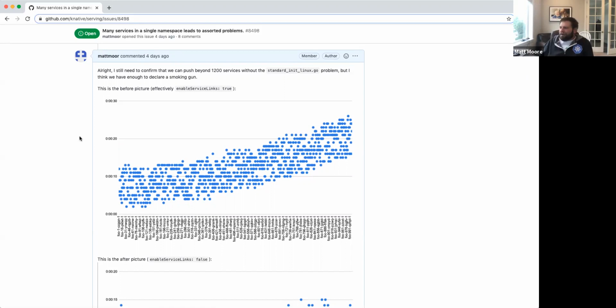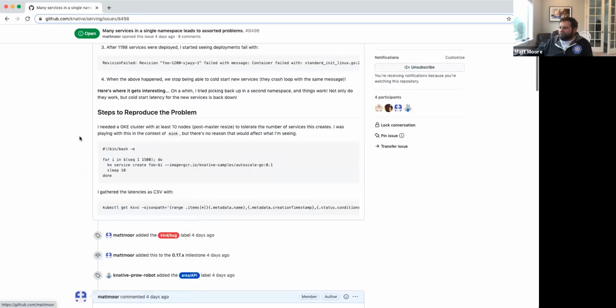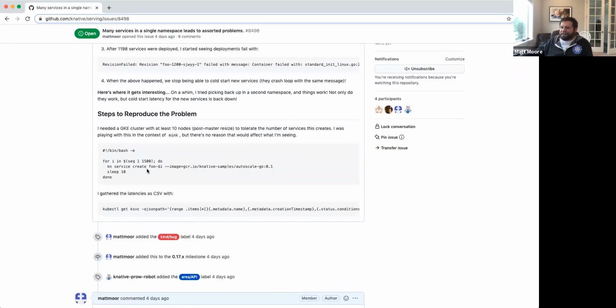Basically what it does, actually, I've got it up here, patent pending. It basically just says, okay, create a ton of services. So this is saying, for i equals 1 to 1500, use our CLI to create a service with this tiny little Go image, and then sleep for 10 seconds between them.